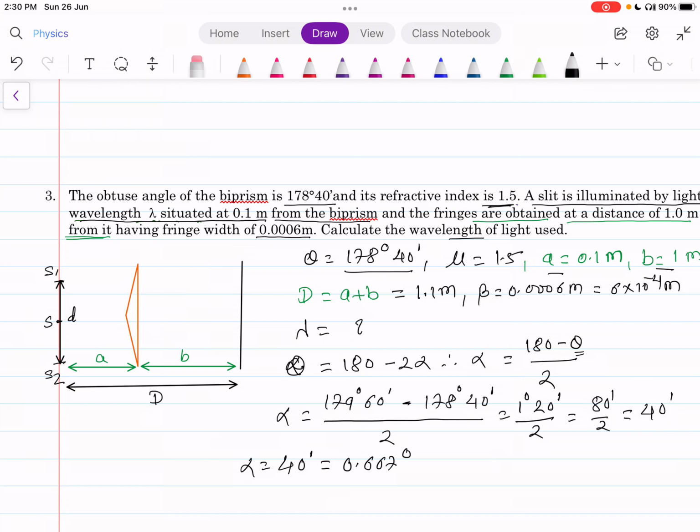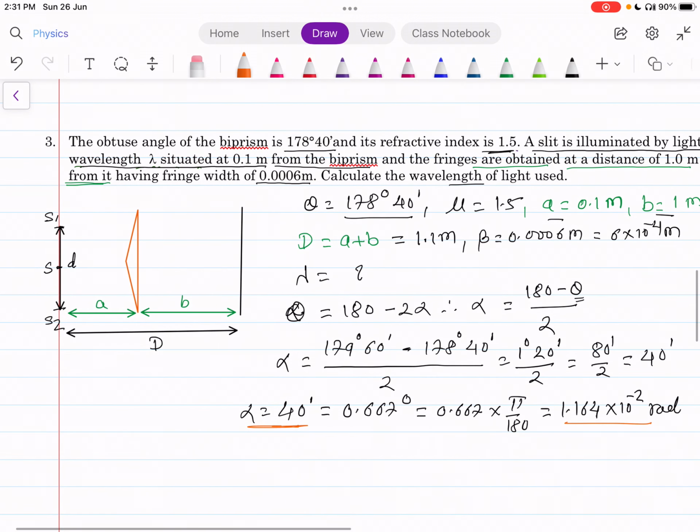Which is equal to 0.667 degree. And I want this in radian, so I will convert this into radian. This is equal to 0.667 into pi upon 180 radian, which is 1.164 into 10 raised to minus 2 radian. So I got the value of alpha here, 1.164 into 10 raised to minus 2 radian.